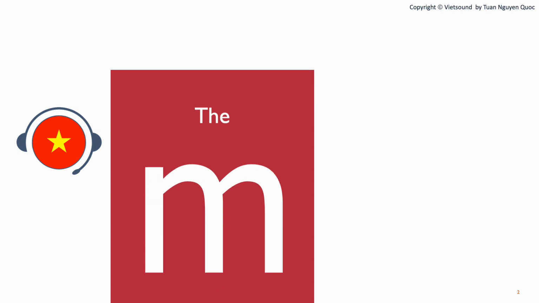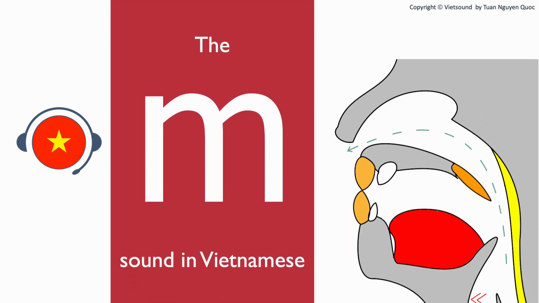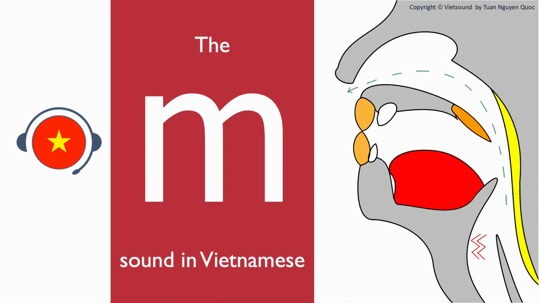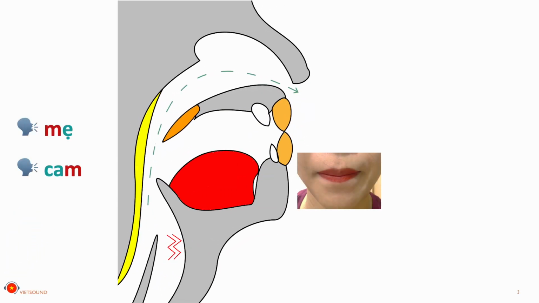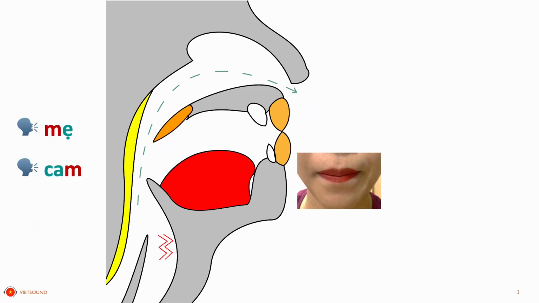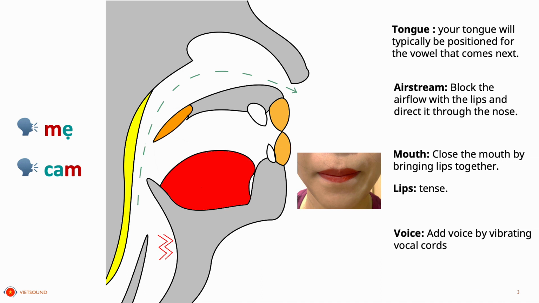Today we're going to talk about the M sound. So are you ready? Let's get started. The M sound can occur at the beginning of the word, like in the word mẹ, or at the end of the word, like cam. Now let's see how to pronounce the M sound.